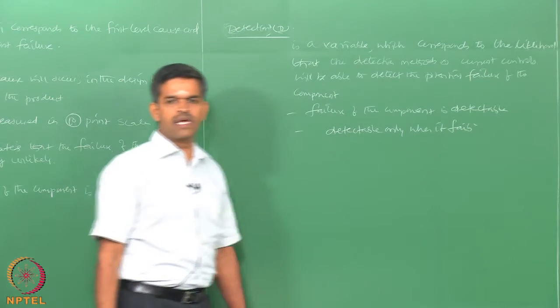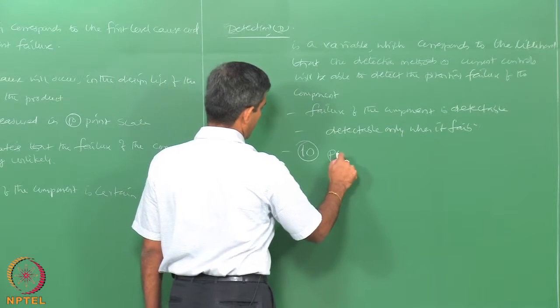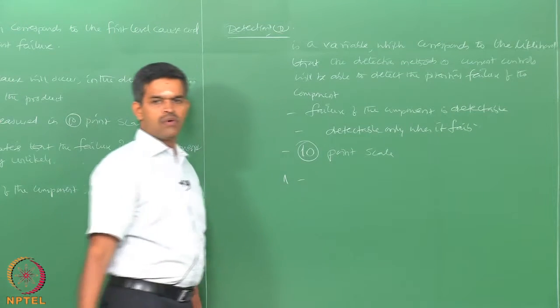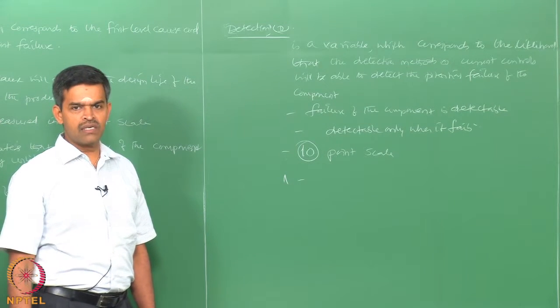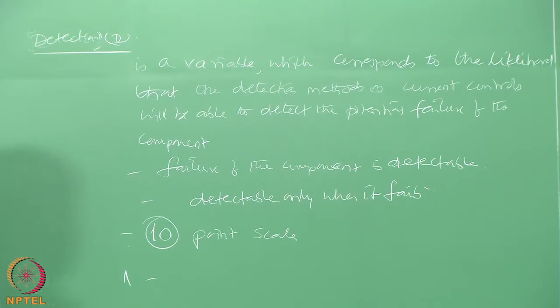So, in that case, again I will convert this into a 10-point scale because I want to quantify them. If I say 1, 1 will correspond to the status that there are measures which can detect failure.